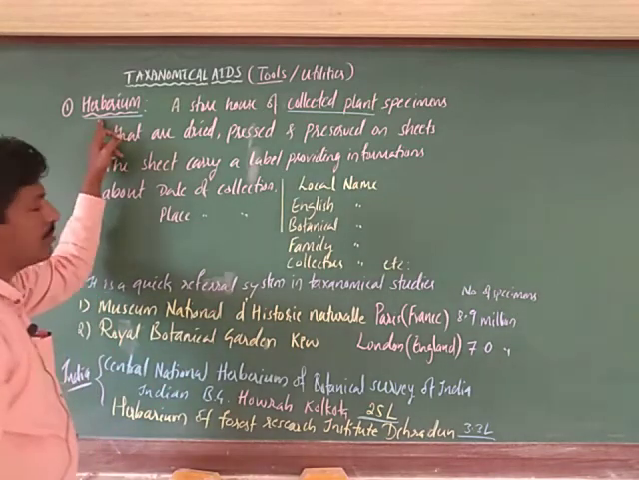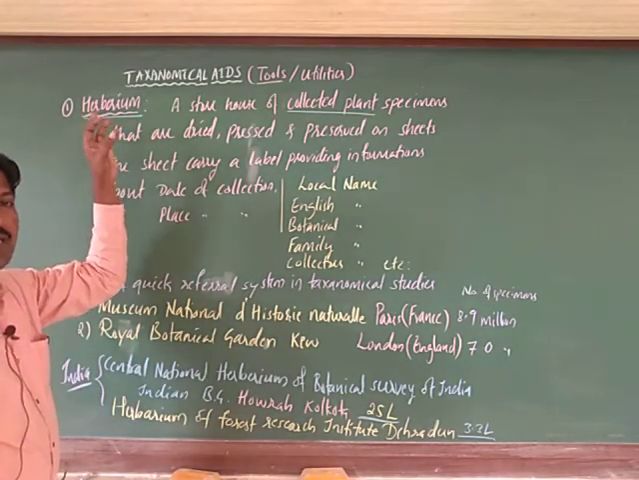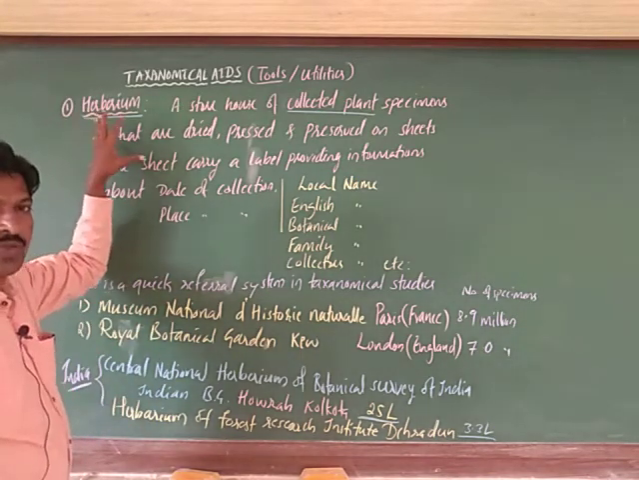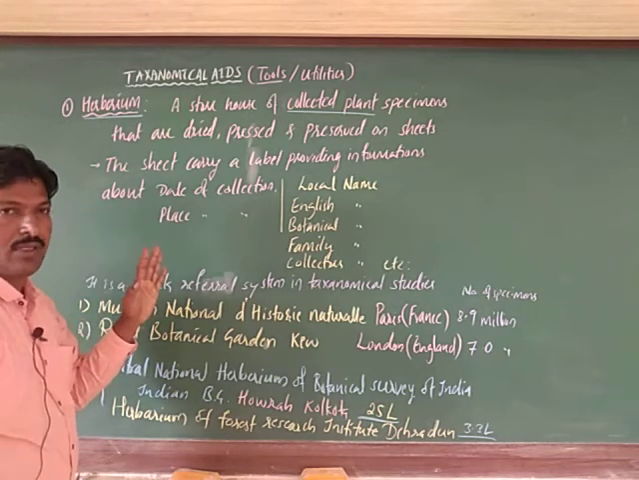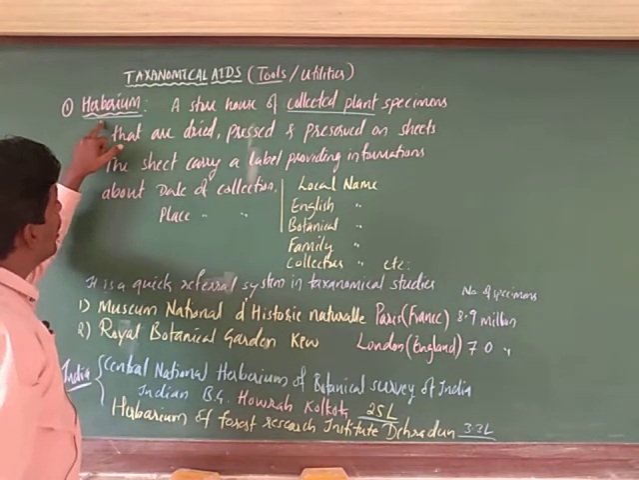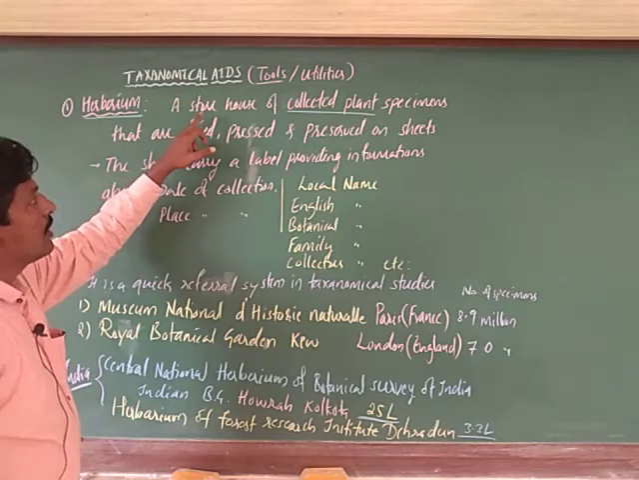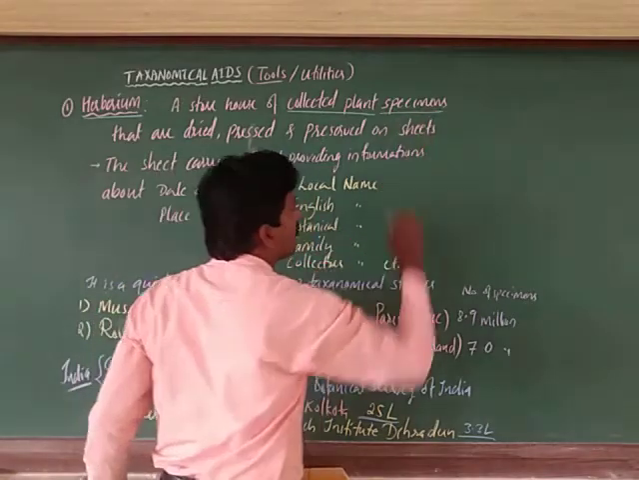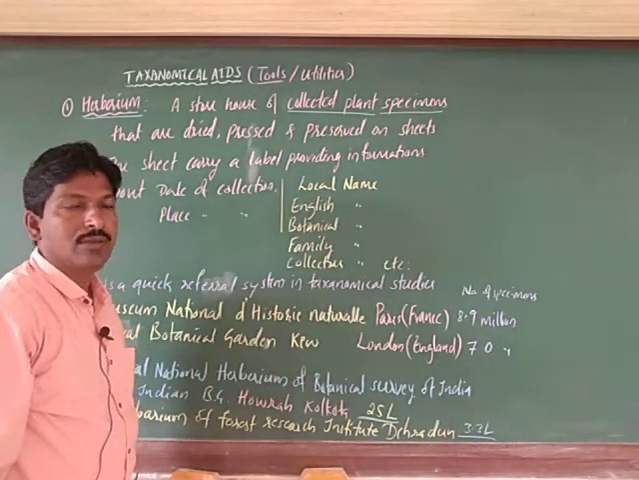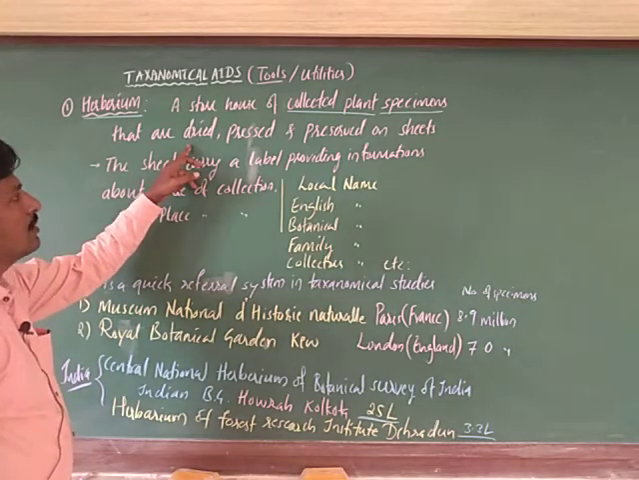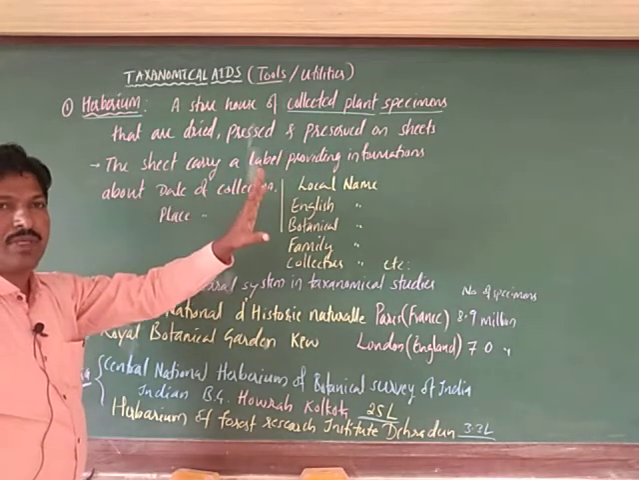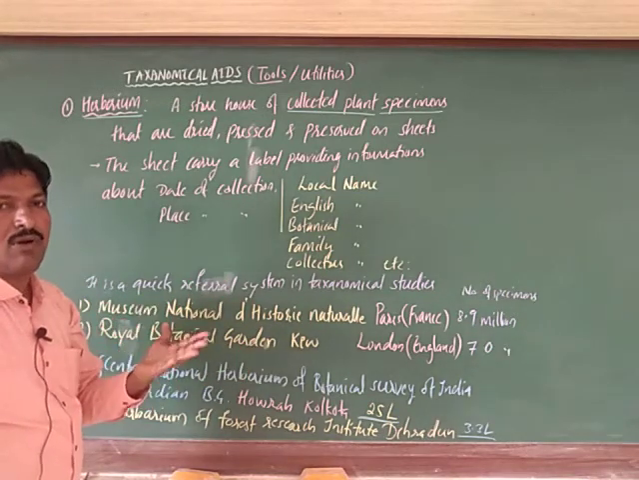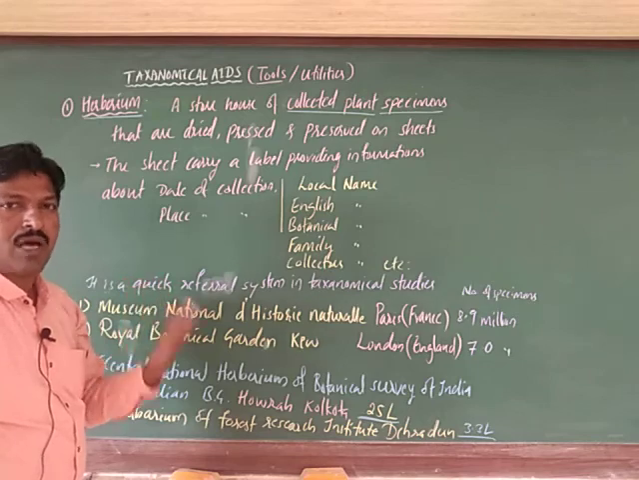So herbarium means it is related to plants, herbs. So in the name only we can identify it is related to plants, only plant species. Herbarium is a storehouse of collected plant specimens, you can consider only plant specimens. Plant specimens means, if it is very small, the whole plant may be mounted, otherwise a leaf or petals or any part.